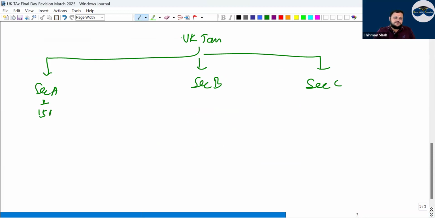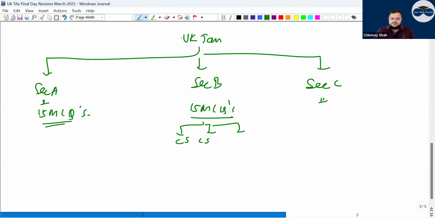Section A has 15 MCQs. I cannot predict this, correct? Section B has 15 MCQs, correct? Section C has 3 case studies, so 3 questions. 15, 15, 10, correct? Generally, I have seen this, right?